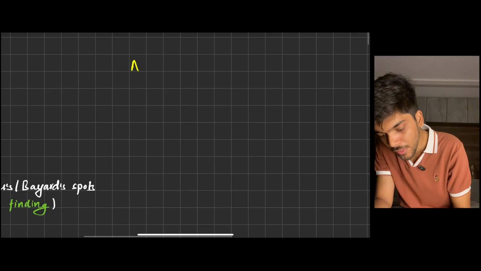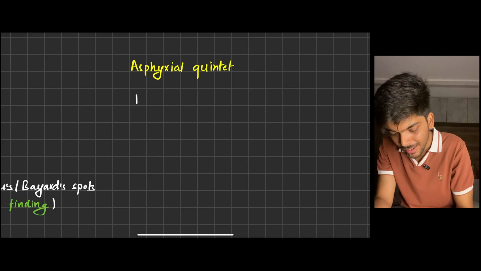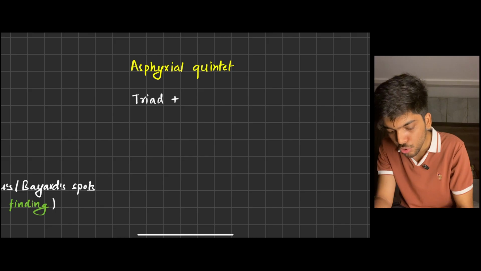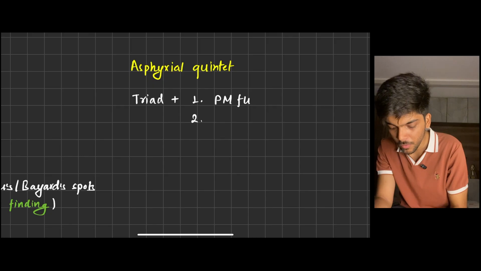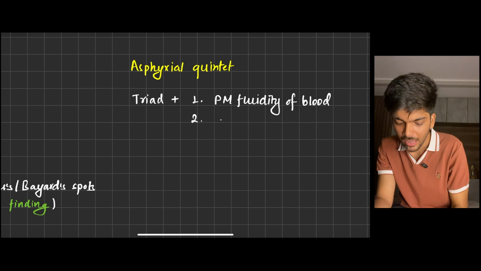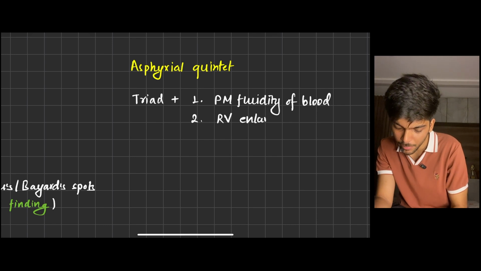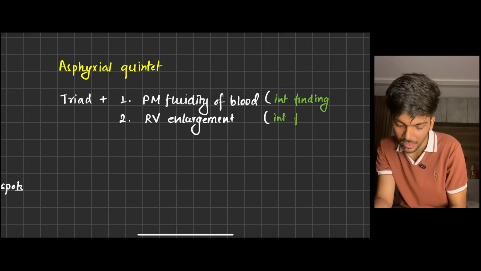After that, there is also something known as the asphyxial quintet. So it should contain the triad plus two more signs, one and two. First one is post-mortem fluidity of blood, that the blood becomes thin and fluid, and right ventricular enlargement. Both of them are indeed your internal findings. One is the finding of the blood and the other is the finding of the heart.